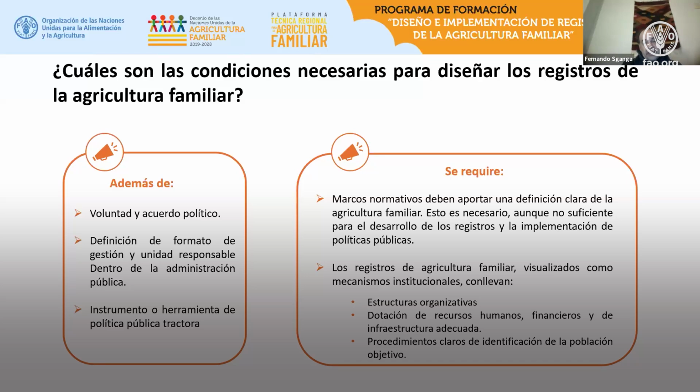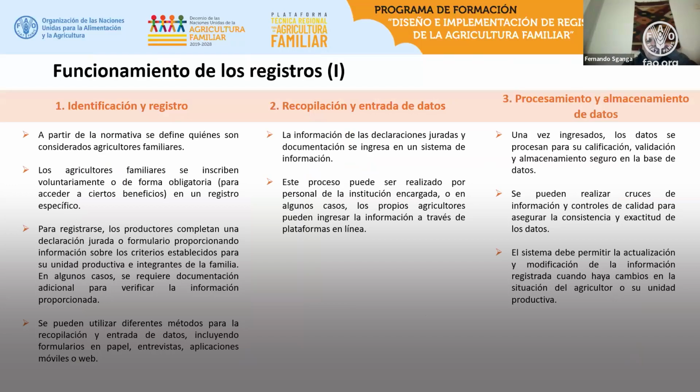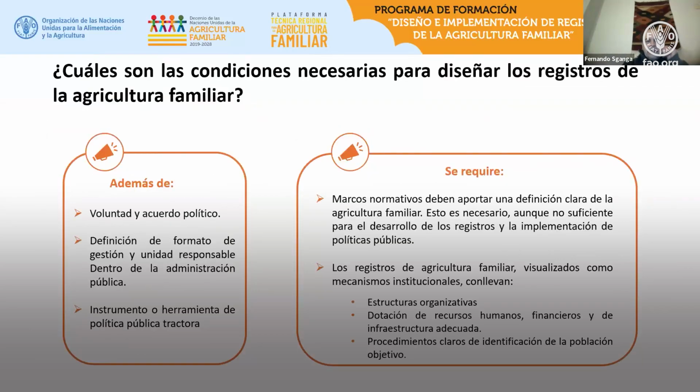And then family farming registries, through these institutional mechanisms, entail organizational structures, funding, financial resources, and clear procedures for identifying the target population. This is something that we have envisioned beyond the conceptual definition: how we come up with a concrete definition, what instruments we will use, and how we will build the registries of family farming or improve whatever we have already. The last session we could not delve into this, but let me ask first if you have questions or comments.